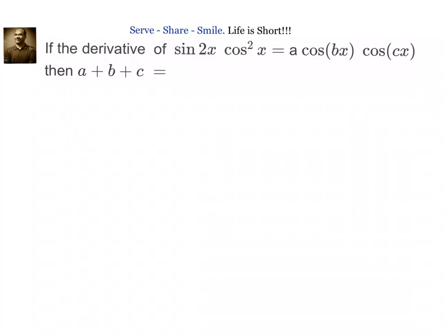Let us look at this problem related to differentiation. If the derivative of sin 2x into cos square x is equal to a into cos bx cos cx, then a plus b plus c equals to how much?